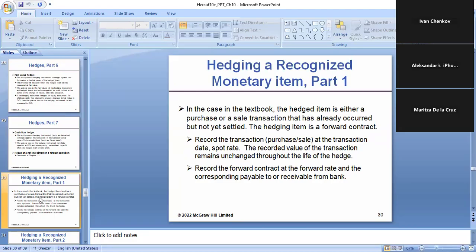How are we going to recognize the hedging of a monetary item? In the case of this textbook, the hedged item is either a purchase or a sell transaction. So either we have to buy something, or we have to sell something, that has already occurred but not settled. The hedging instrument is the forward contract.